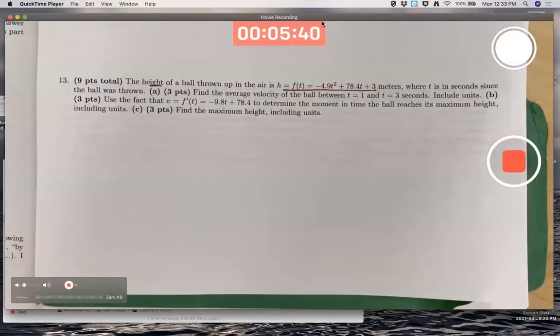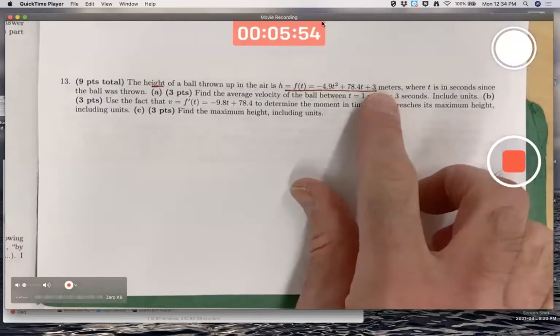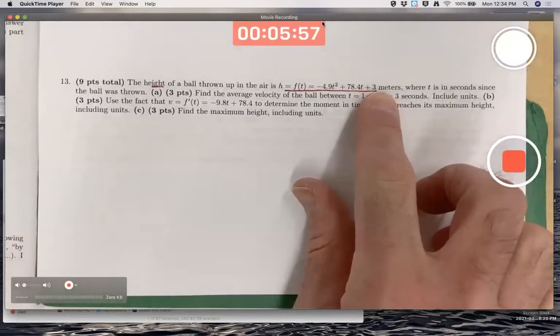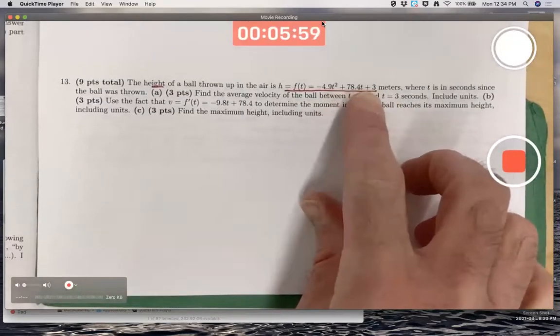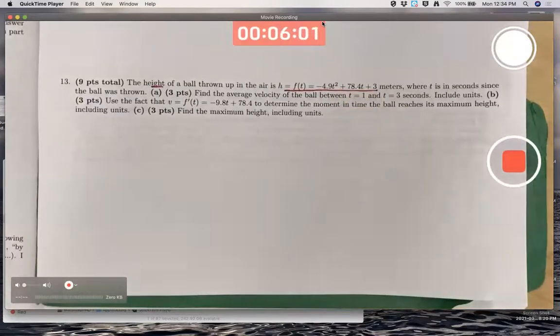The 78.4 would be the initial upward velocity. So a very high positive initial upward velocity. I don't think you could throw it that hard. It would have to be shot out of some sort of gun or something. And from an initial height at t equals 0 of 3 meters. When t is 0, this would be 3. 3 meters is maybe as far as you can stretch with your hand if you're standing on your tiptoes.